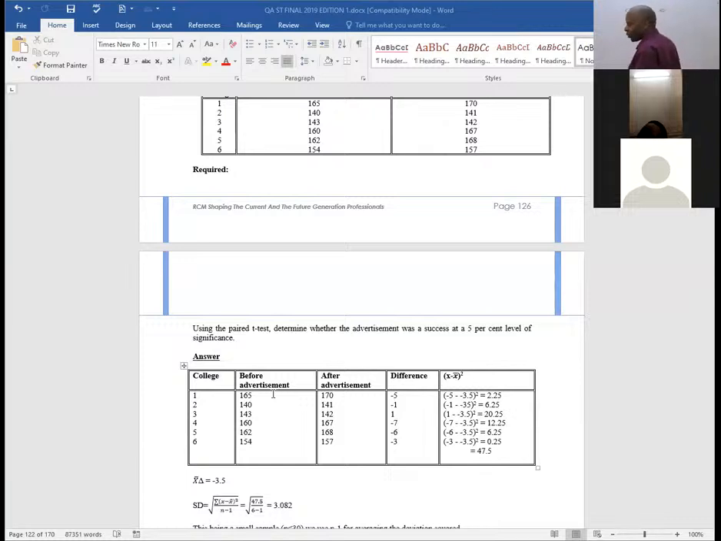So before advertisement, we have 165, 140, 143, 160, 162, 154. That's before advertisement. After advertisement, there was some improvement. We have 170, 141, 142, 167, 168, and then 157.